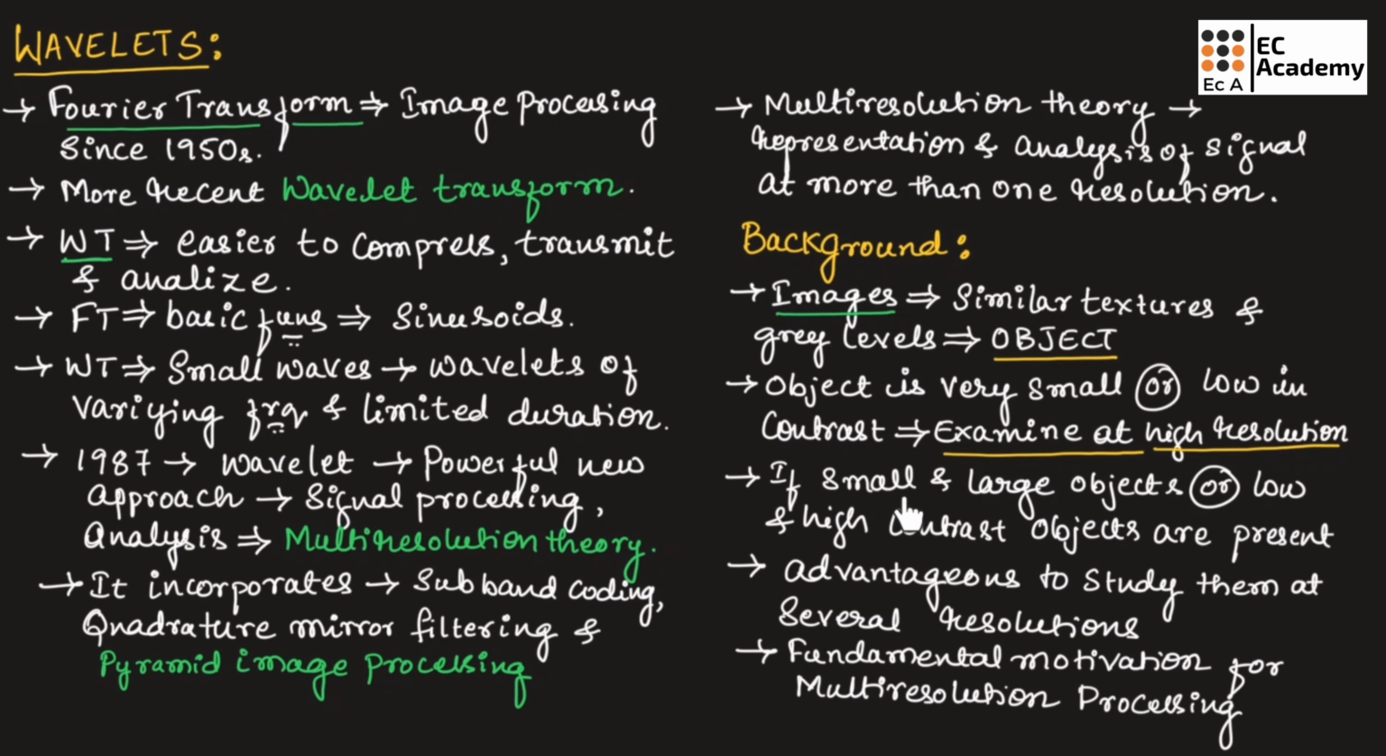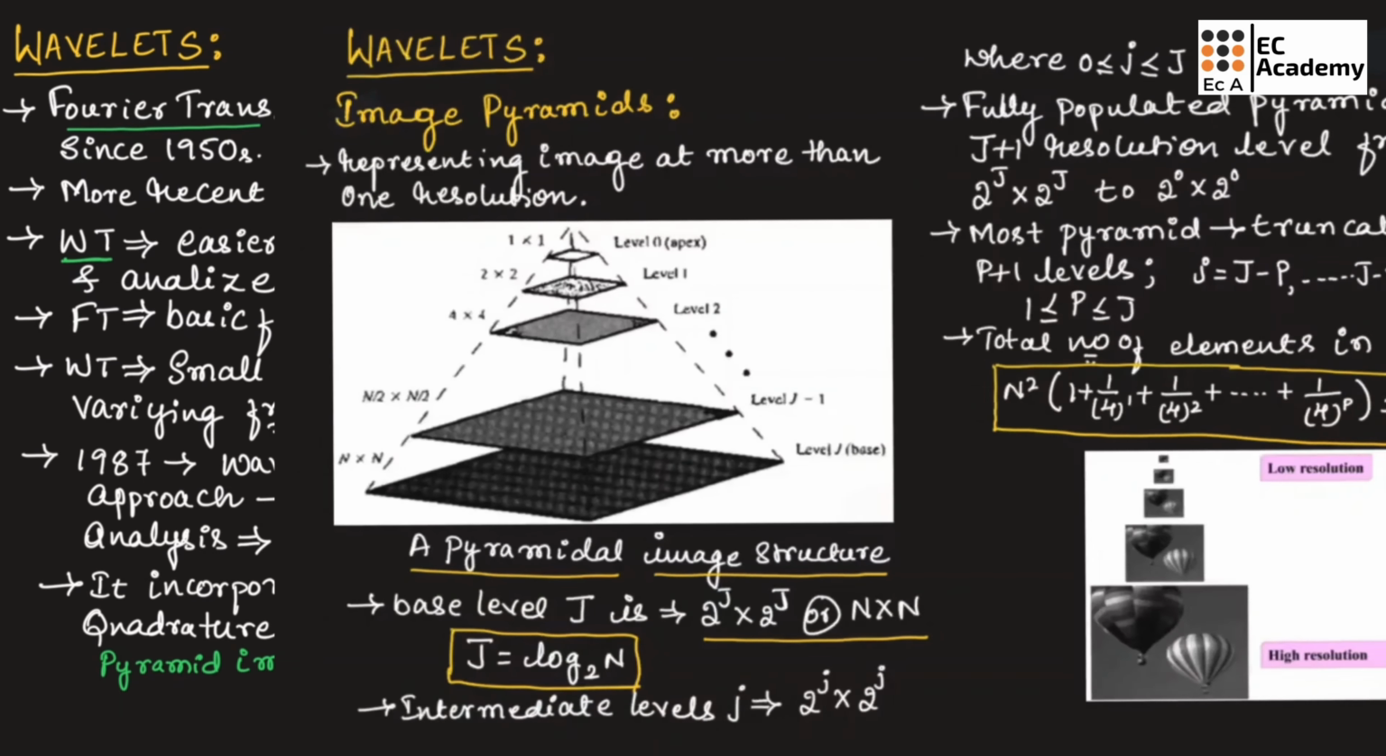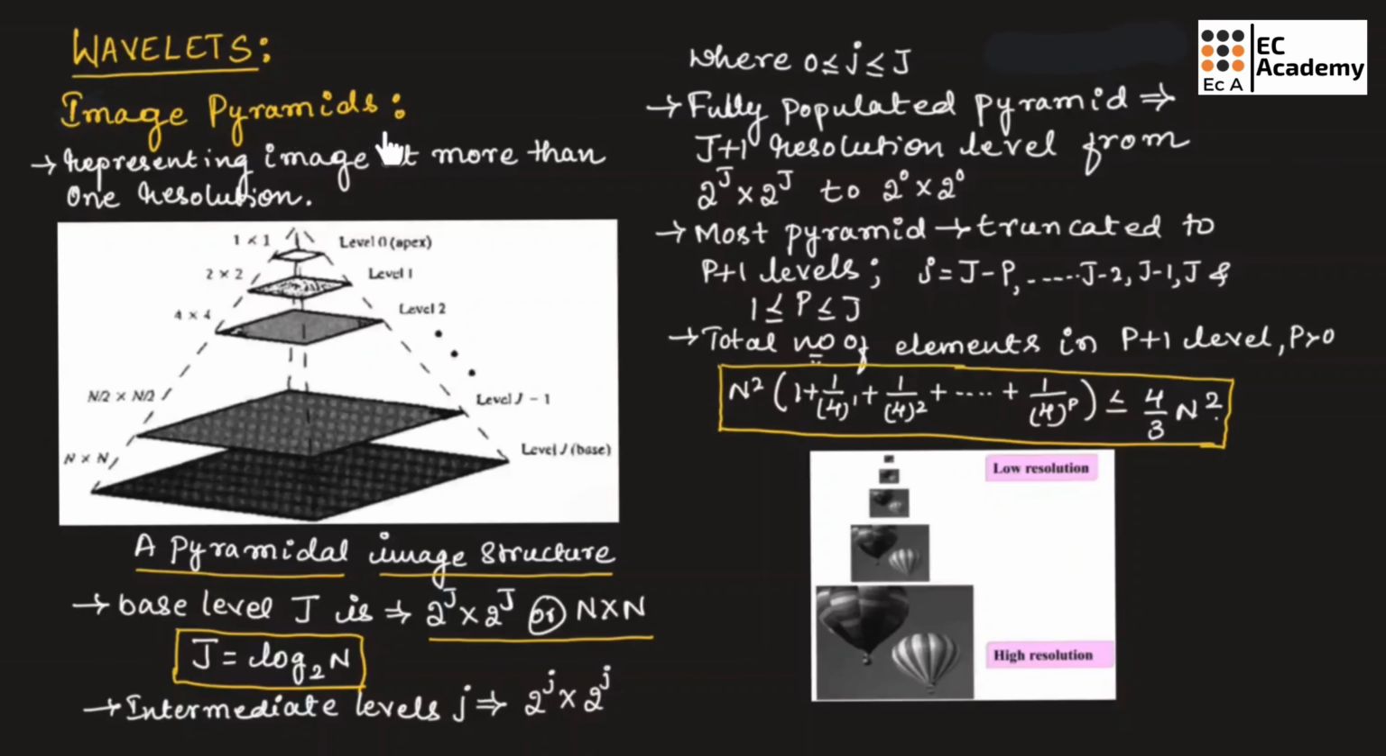So we can say in an image, if small and large objects are present or low and high contrast objects are present, then we can go with multi-resolution processing. Now let us understand image pyramids. An image pyramid is a representation of an image at more than one resolution. A powerful and simple structure for representing an image at more than one resolution is the image pyramid.